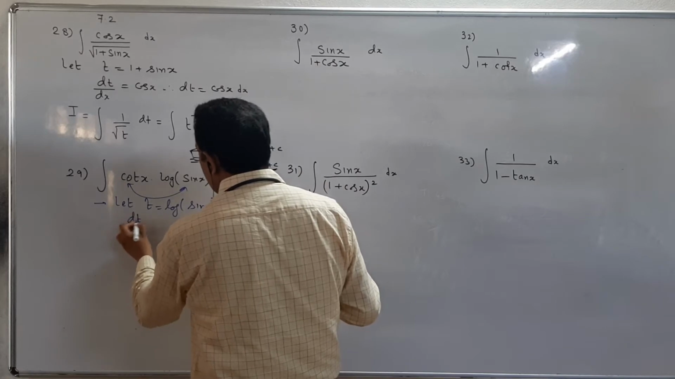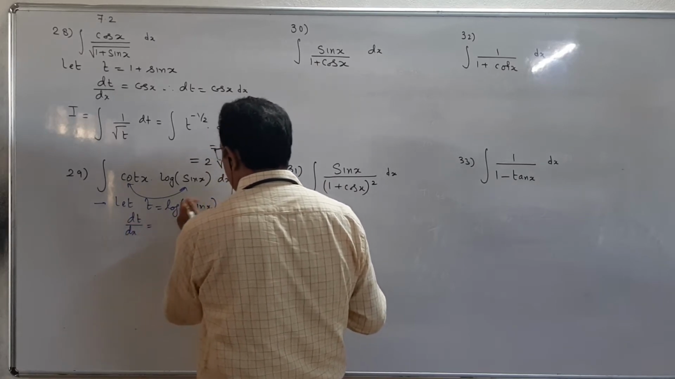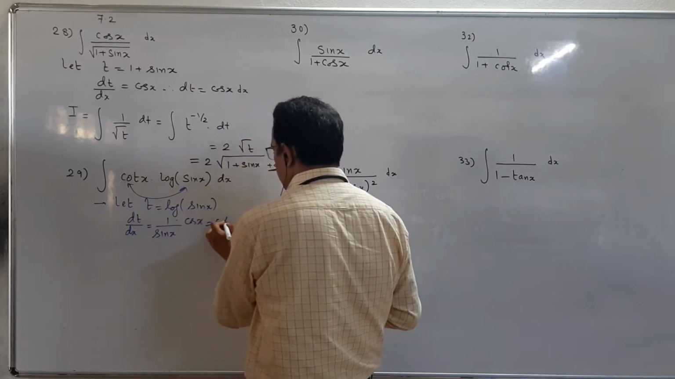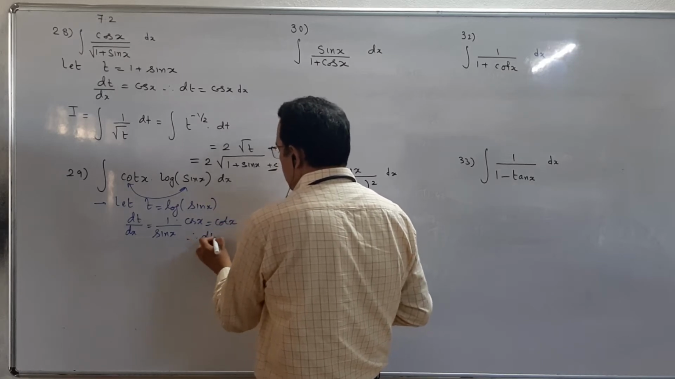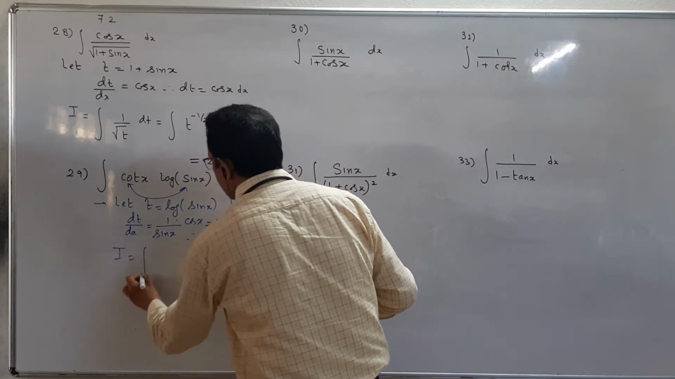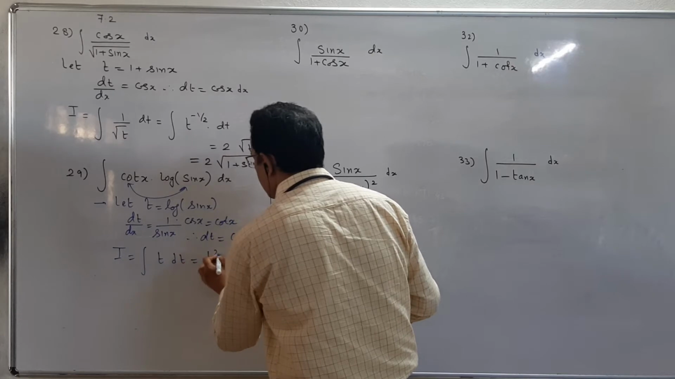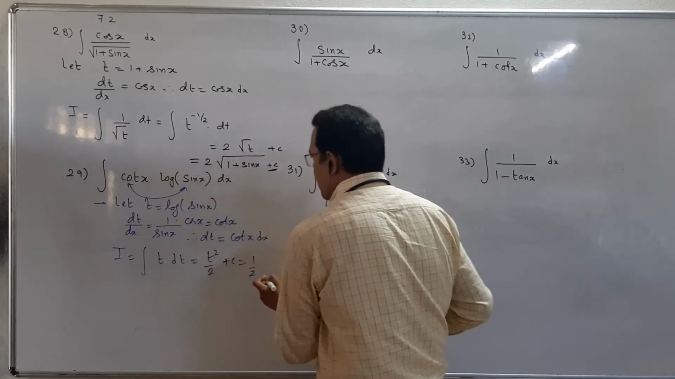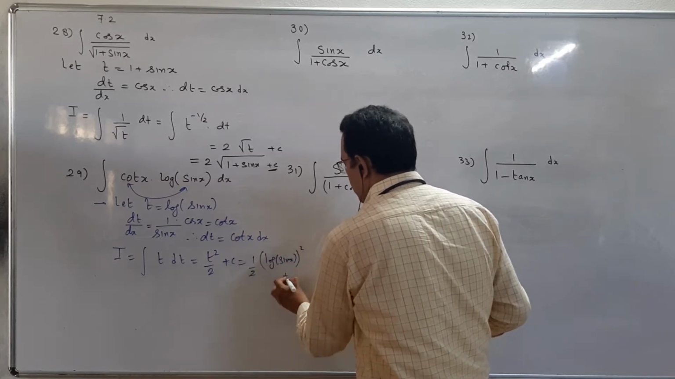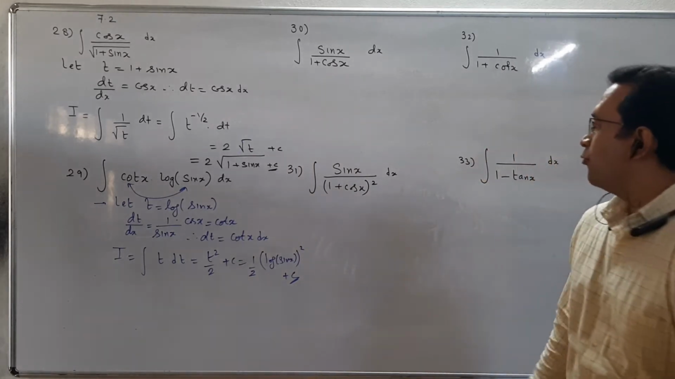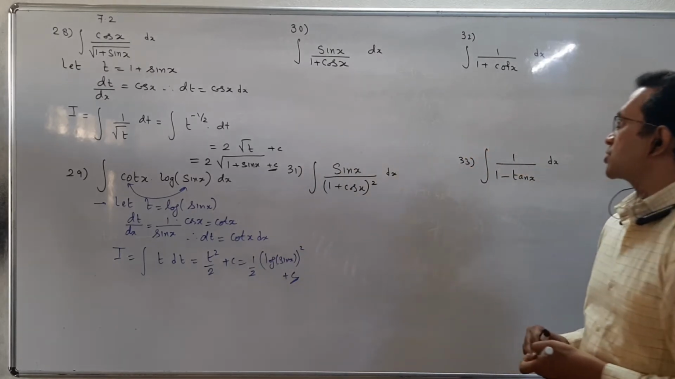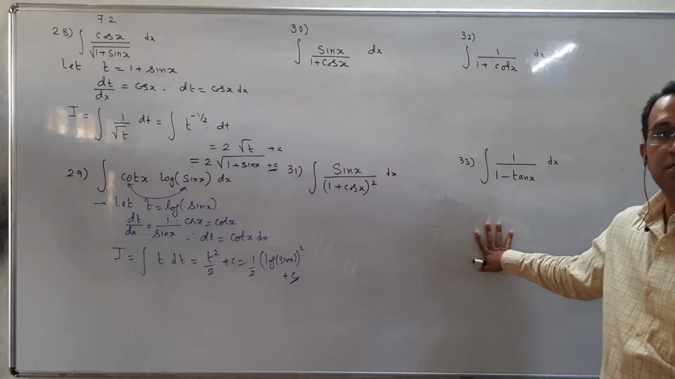So what is dt by dx? All of you know the derivative of log f(x) is 1 upon f(x). So 1 upon sin x, and the derivative of sin x is nothing but cos x. So dt is the replacement of cot x dx. So the value of the integral is t into dt, and integration of t is t square by 2. So the answer is 1 by 2 log sin x the whole square plus c. Very simple, students.